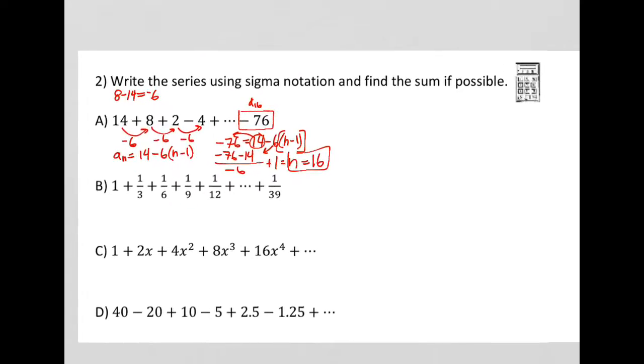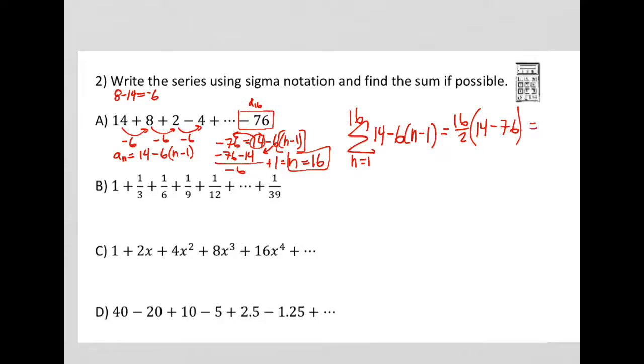We want to write this series in sigma notation and find its sum. So to write it in sigma notation, we need to say we're starting with the first term up to the 16th term. We need to put our explicit formula to the right of it, which means I need to write my 14 minus 6 multiplying the expression n minus 1. And this will equal the summation, which is n over 2, the number of terms divided by 2, so 16 over 2, times my first term plus my last term, which is negative 76.